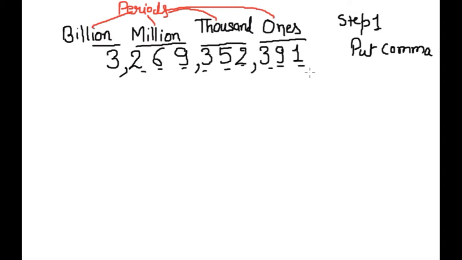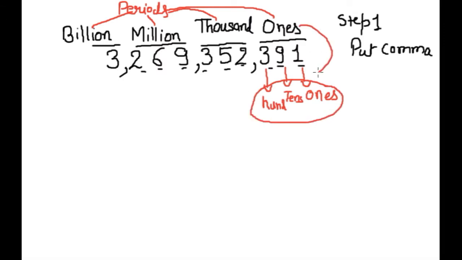Now we will come again here. Place value: this is ones, this is tens, this is 100. This is the place value of this period. Now come to this period, 1000. Again we will write the same thing.